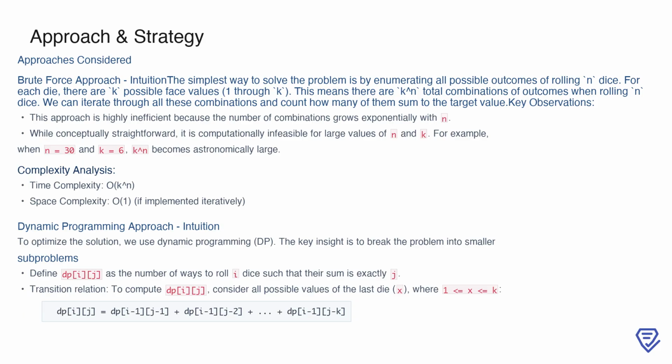To address this, we turn to dynamic programming, which relies on breaking the problem into smaller, overlapping subproblems. By defining dp[i][j] as the number of ways to roll i dice to achieve a sum of j, we can build solutions incrementally. The key transition here is that to calculate dp[i][j], we consider all possible outcomes for the last die, summing up contributions from dp[i-1][j-1], dp[i-1][j-2], and so on, up to dp[i-1][j-k], for all valid values of the last die. This reduces the need to generate all combinations explicitly while still capturing the same result.